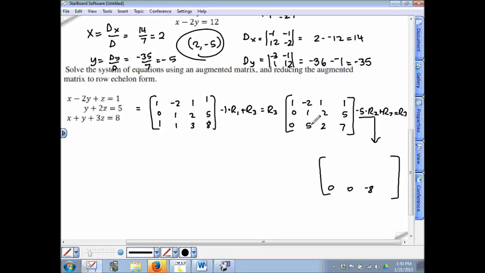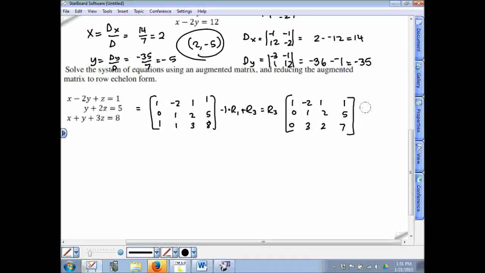You know what, I goofed up. That shouldn't be a 5. Let me go back and do this row operation again. Negative 1 times negative 2 is positive 2, plus 1 is 3. Just check the other ones here. Negative 1 was a 7. Okay. Alright, that changes things.